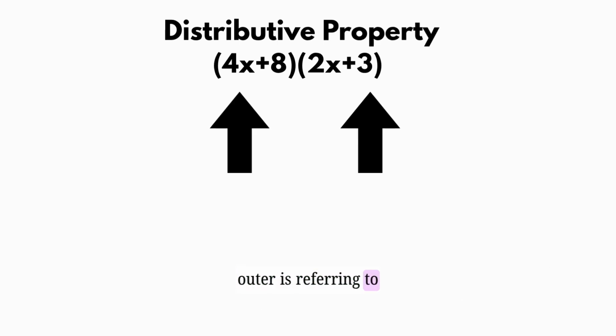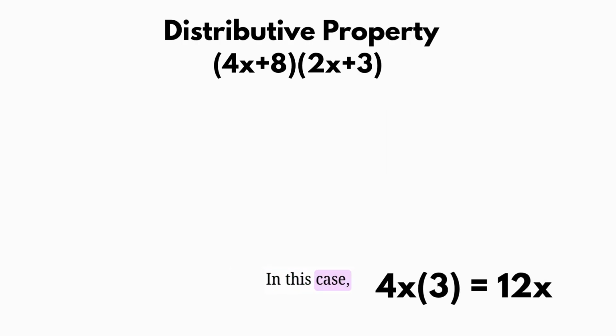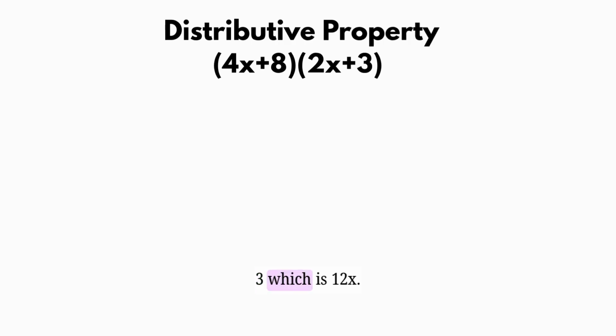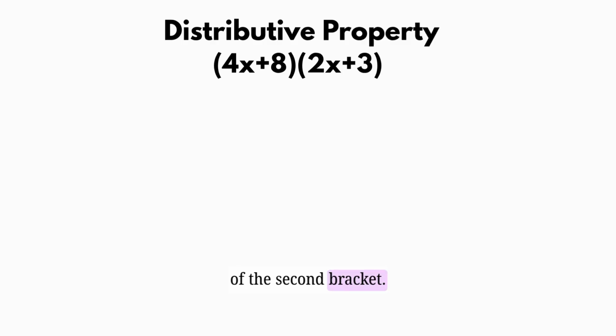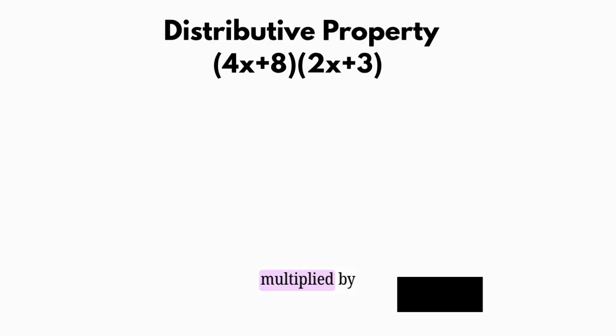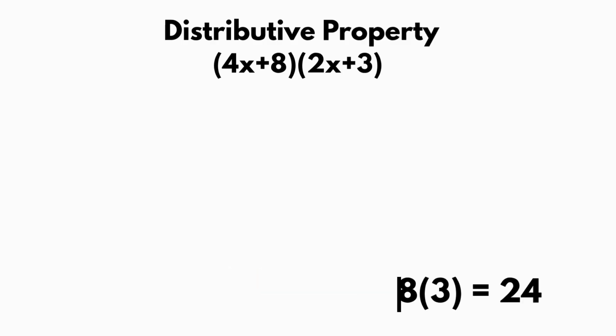Next, outer is referring to the first value of the first bracket and the second value of the second bracket. In this case, it would be 4x multiplied by 3, which is 12x. Lastly, last is referring to the second value of the first bracket and the second value of the second bracket. In this case, it would be 8 multiplied by 3, which is 24.